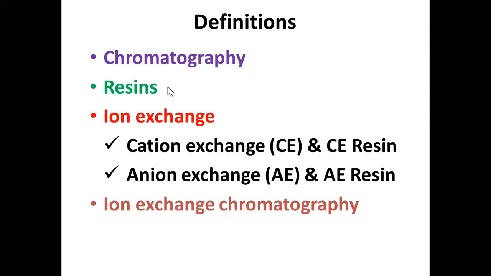And we shall understand resins, what kind of definition can be given for resins, the meaning of the ion exchange process, the meaning of cation exchange and cation exchange resin, the meaning of anion exchange and anion exchange resin, and the meaning of ion exchange chromatography. After understanding the definitions of all these things, only then will we become more comfortable deriving the procedures to perform the separation by the ion exchange chromatographic technique. You know the meaning of chromatography, I need not explain that again.